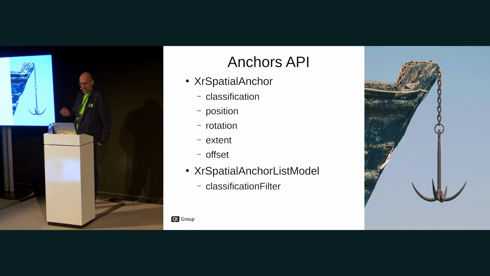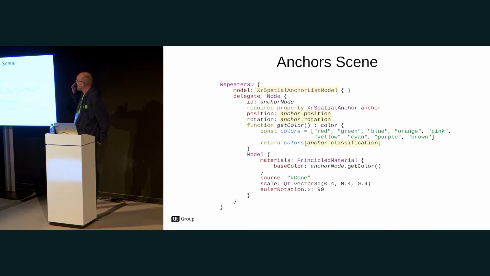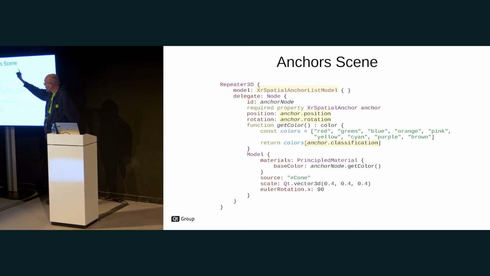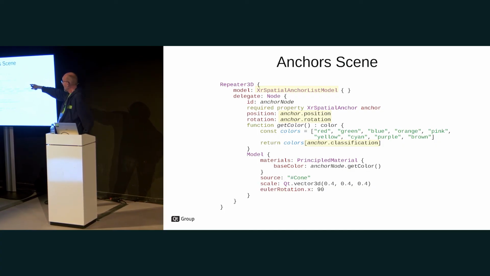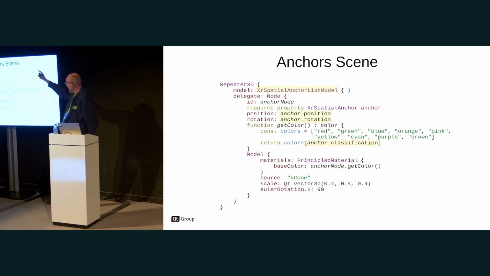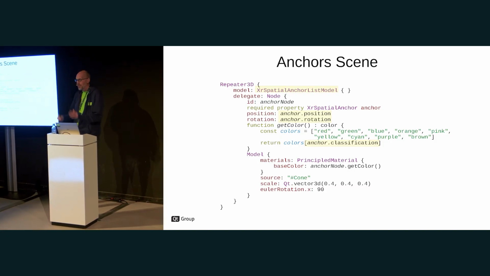So let's look at what this scene might look like if we write it. We make an anchor list model. We use the position and rotation from that. We use the classification to determine the color. And sorry, that's the other meaning of the word model. We're just using a cone to show you where each anchor is.